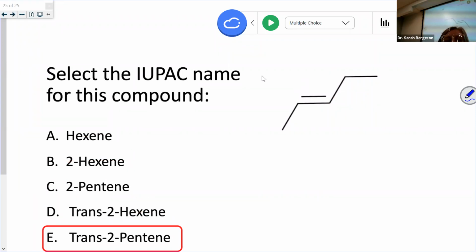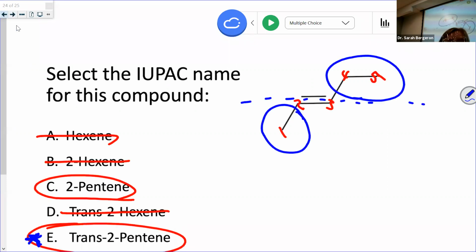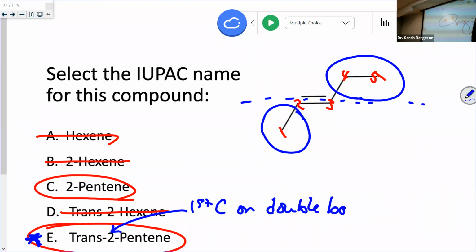So what does the 2 tell us? If we go back to keep my structure, what does the 2 tell us? This is the first carbon on the double bond. It's just telling you where that double bond is, right? So look at your answer choices and eliminate the ones that you can eliminate. That's the best way to go about it. And then you're only deciding between 2, right?